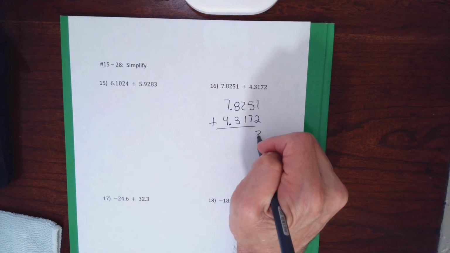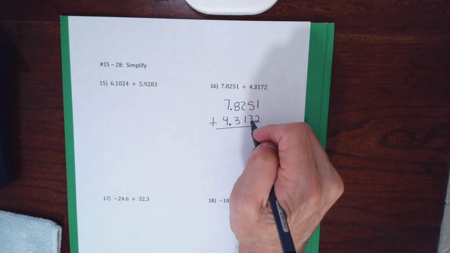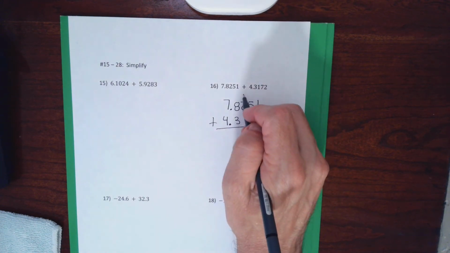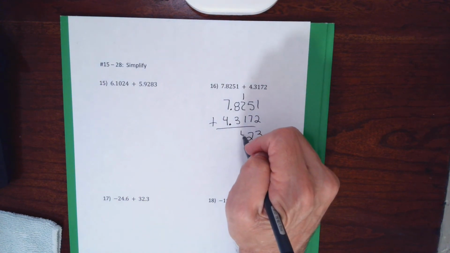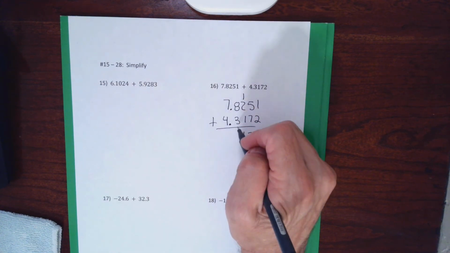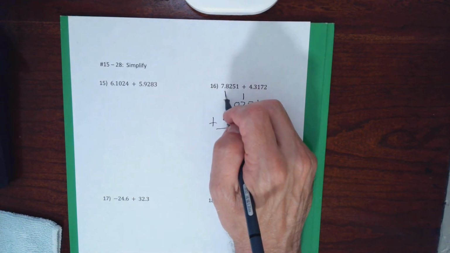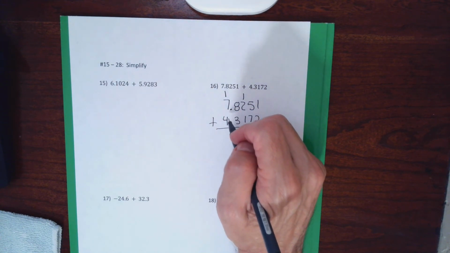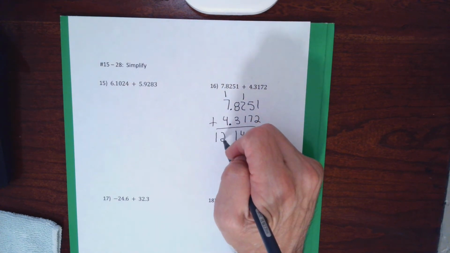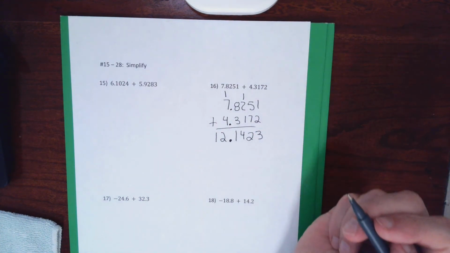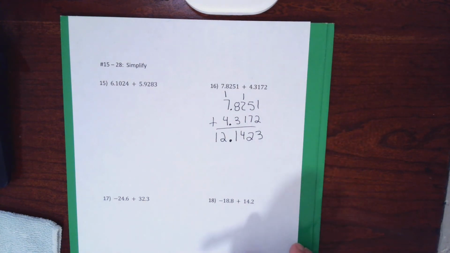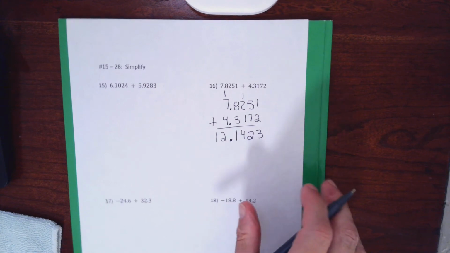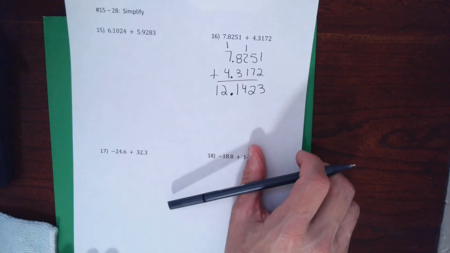Have an addition problem. I'm just going to do regular addition. I'll go 1 plus 2 is 3. 5 plus 7 is 12, carry the 1. 1 plus 2 is 3, 3 plus 1 is 4. 8 plus 3 is 11, carry the 1. 1 plus 7 is 8, plus 4 is 12. And keep the decimal exactly lined up. So that should come out for 16, 12.1423.